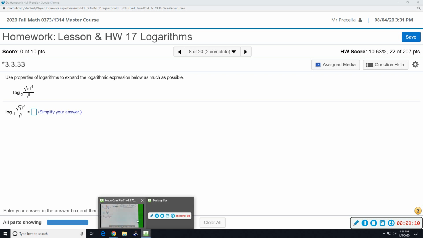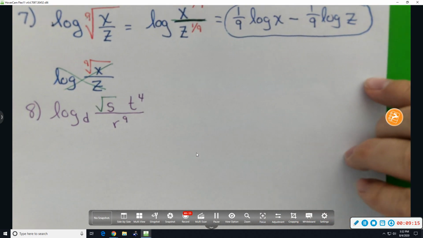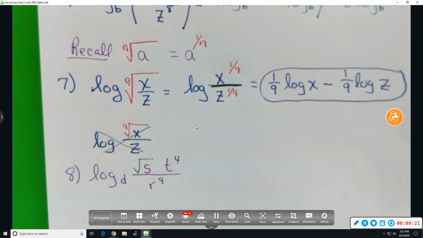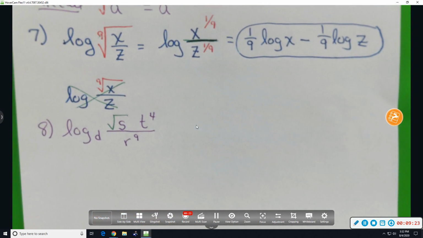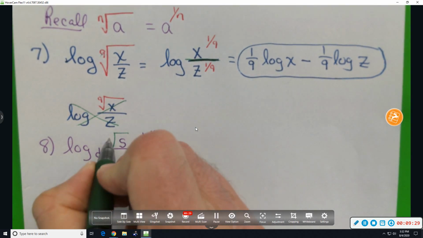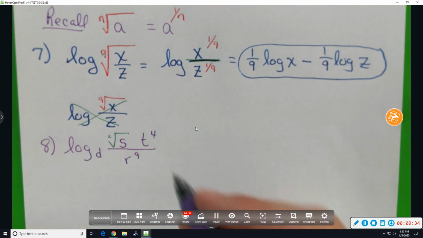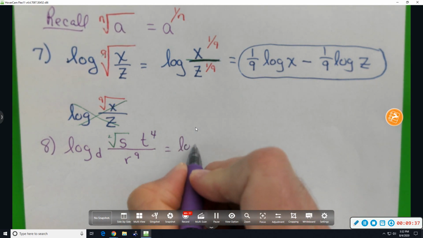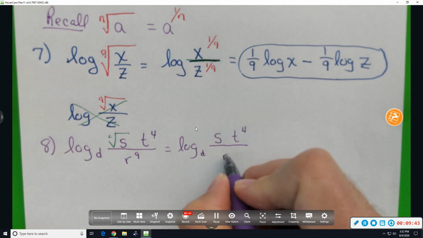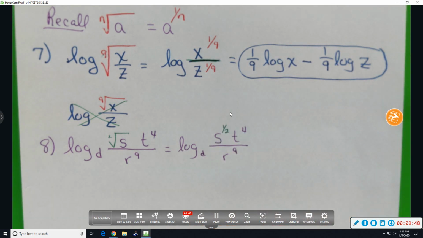Well, there's that one step we've got to do first, and that's rewrite that radical as a fractional exponent. Now, on a square root, we don't usually write the little 2 here, but we sure say it, square. So that square root, I'm going to write as a 1/2 exponent. So s to the 1/2. Now I'm ready to separate it.